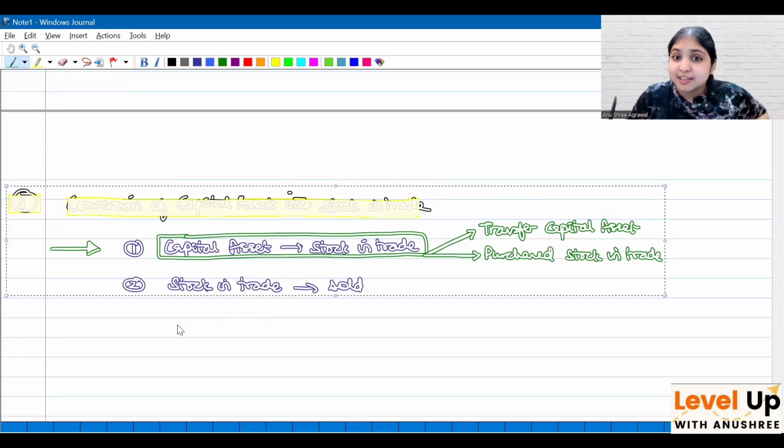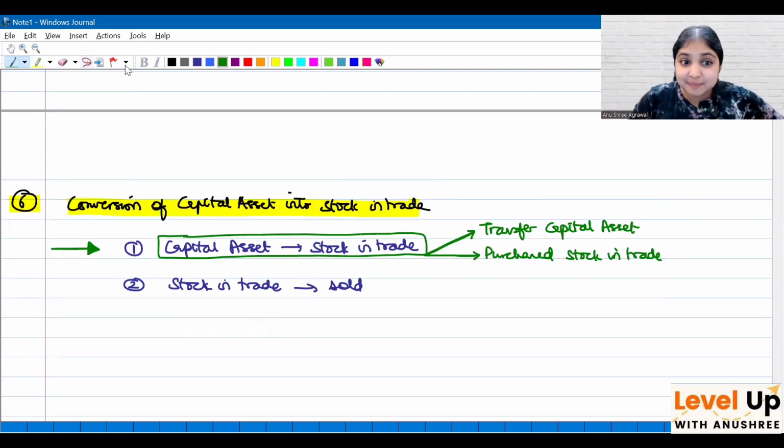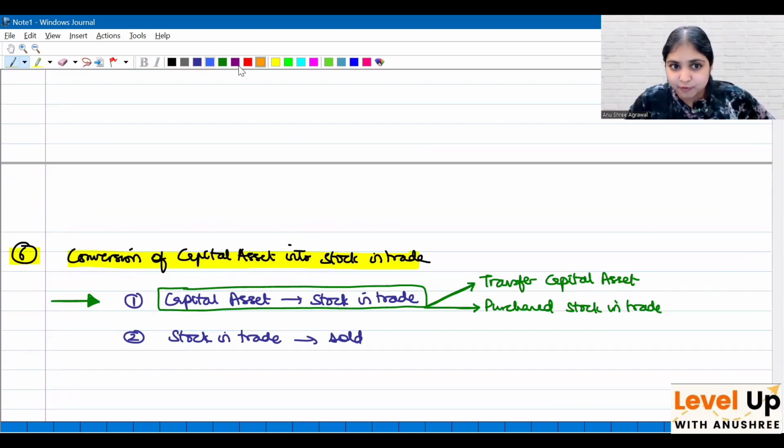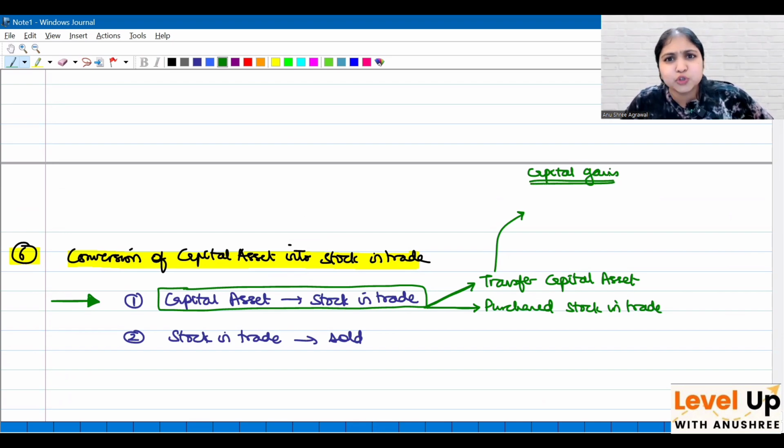Now, this is where the real game is. Tell me, when you transfer the capital asset, which head of income will get involved? When you transfer the capital asset, capital gains head of income will be involved, guys. Capital gains, how do you do your usual steps? First of all, you will start with capital asset. In our example, the capital asset is jewels. Then will be your period of holding.